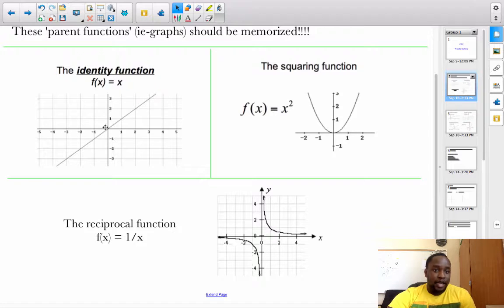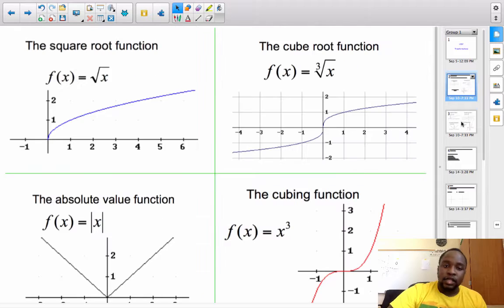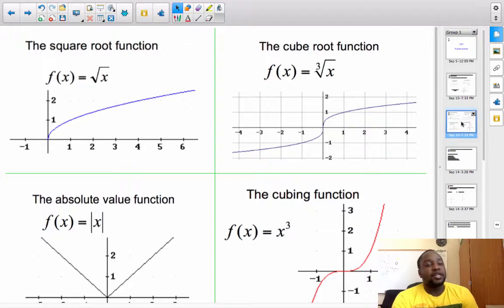Know that y equals x is an odd function, f of x equals x squared is an even function, and y equals 1 over x is an odd function. It's symmetric about the origin. Four more parent functions are the square root function. It is not symmetric about anything. It's neither odd nor even. The cube root function, it is symmetric about the origin.